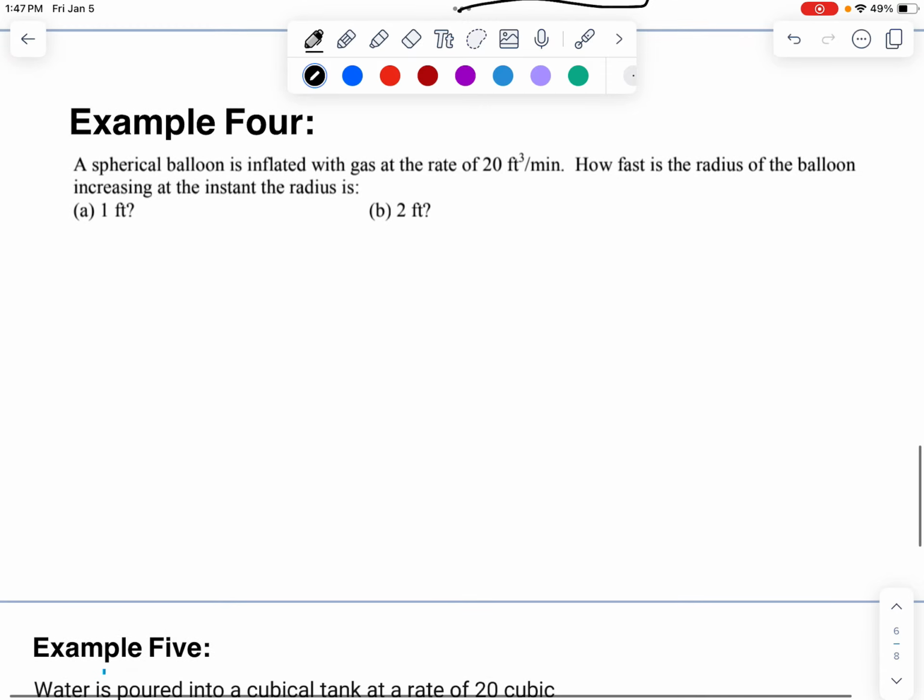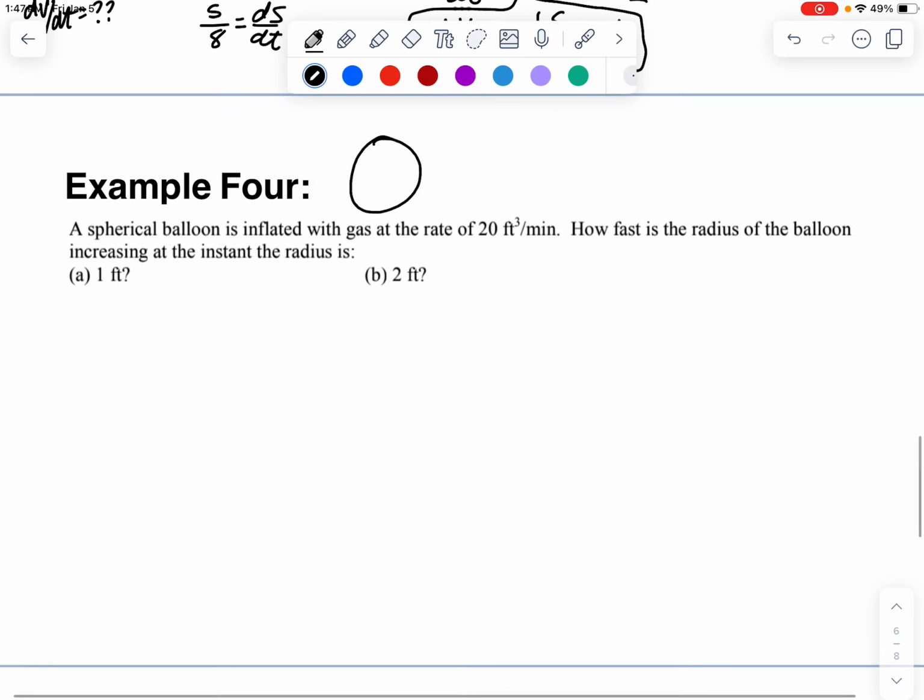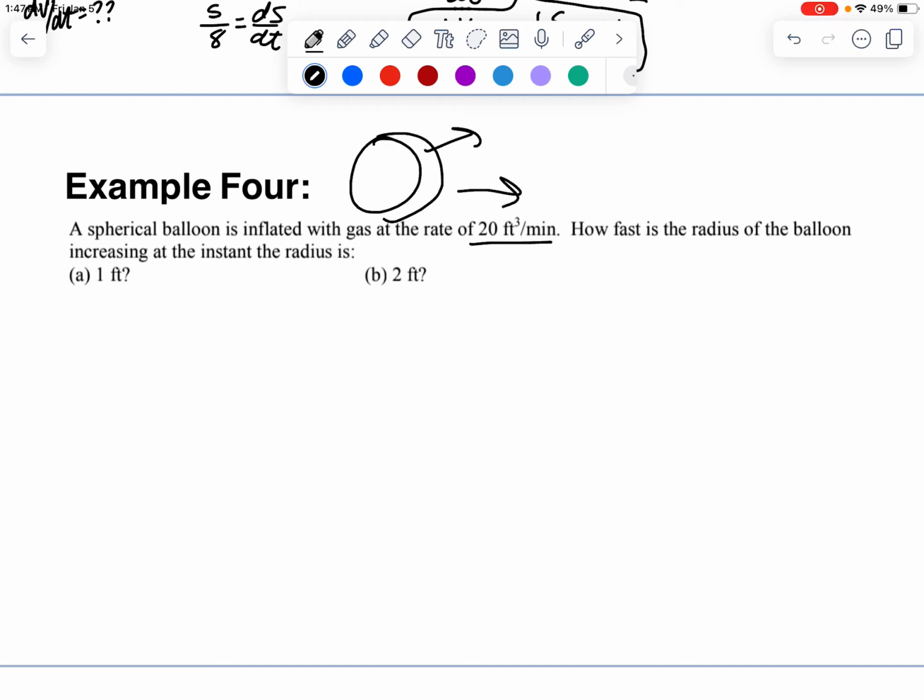A spherical balloon is being inflated with gas. Imagine a spherical balloon, it's 3D, being inflated with gas at a rate of 20 feet cubed per minute. So cubed, that is our volume: dV/dt is 20 feet cubed per minute. How fast is the radius of the balloon increasing? So we want to find dr/dt.